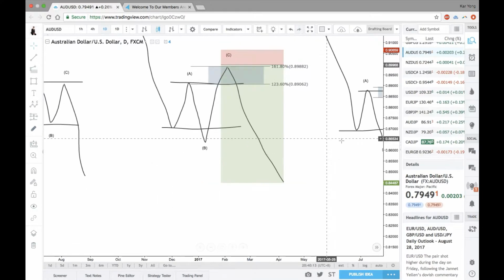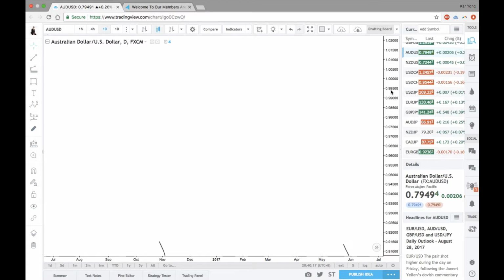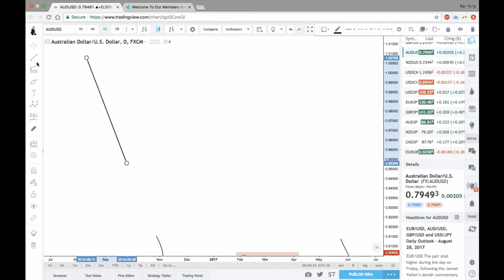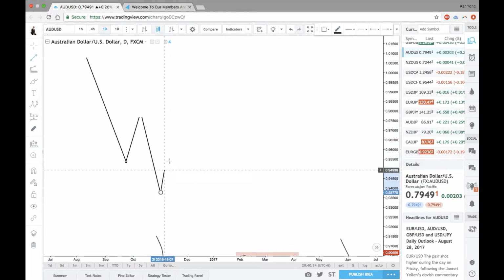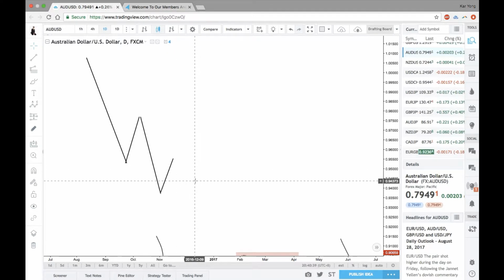I draw in, I move up, I draw another one to show you. Okay, so if I use line, this is my impulse. Then I would have A, pretty strong, B, pretty strong as well. Then my C starts to form. If my C starts to form impulsively, that means a pretty strong up move as well, then I can now start expecting that this is going to be an expanded flat.